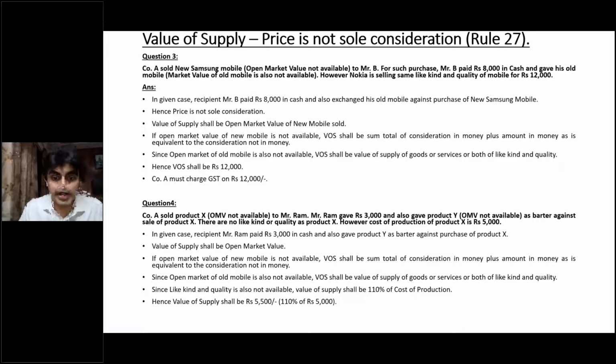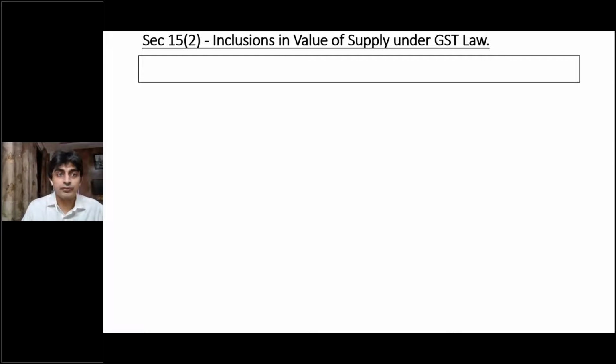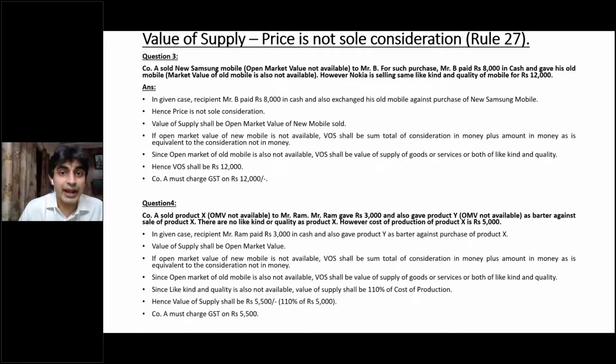So value of supply shall be what? 5,500 rupees. GST shall be charged on what? 5,500 rupees. Again, in rule 27, there is no proviso, no exception. ये चार ही option, और कोई option है ही नहीं. Okay, so this was my value of supply when price is not the sole consideration. Okay, so there were only these two.